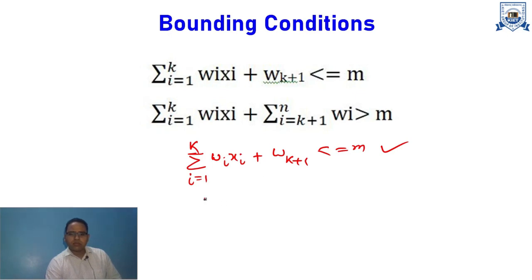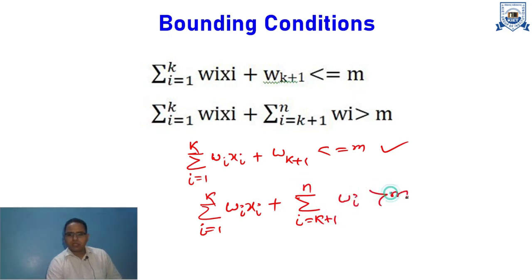And the second condition is, in some cases it may happen that all the elements are exhausted, we have used all the elements' weights, and still we have not reached the sum m value. Since from i to k, all weights for all xi's we have added, we have used all elements' weight, and it is still less than m, that means this is also a bounding condition for us. So there are two bounding conditions: bounding condition number 1 and bounding condition number 2.